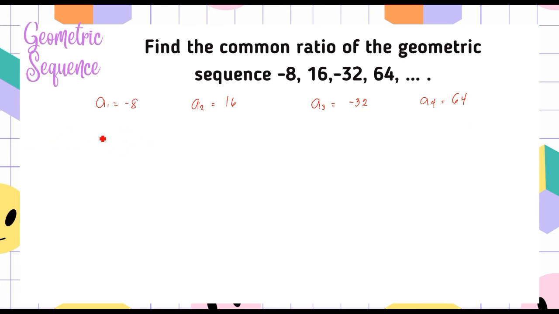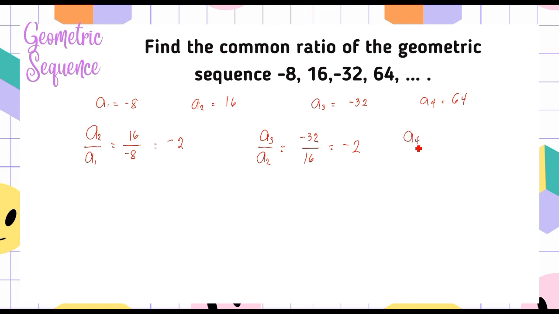So, para makuha ang ratio, a sub 2 is to a sub 1. At ang a sub 2 natin ay 16, ang a sub 1 natin ay negative 8. Okay? Then, since positive divided by negative, and that is negative, 16 divided by 8 is 2. Another, a sub 3 is to a sub 2. So, negative 32 is to 16. So, since negative, positive, negative pa rin po. 32 divided by 16, and that is also 2. Or the answer is negative 2.